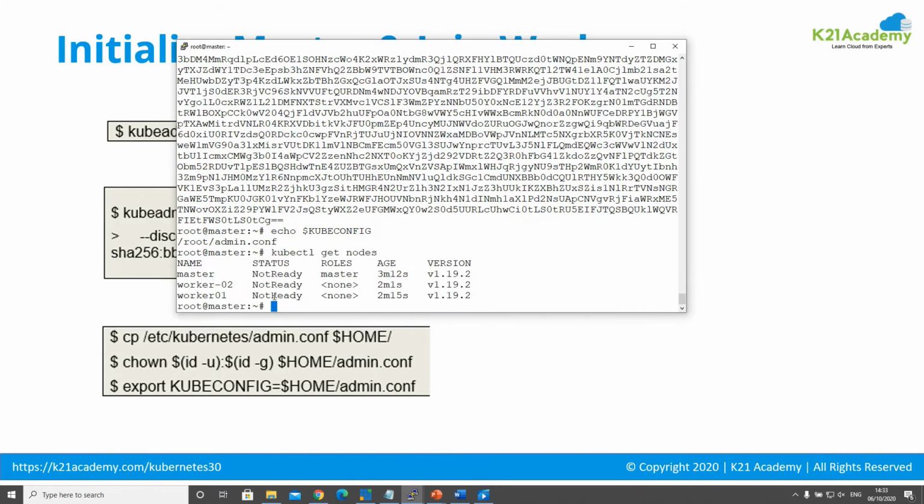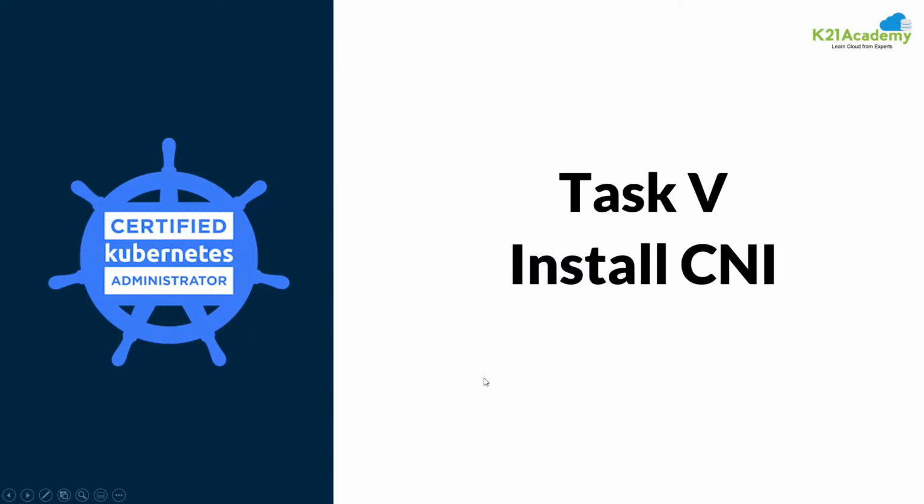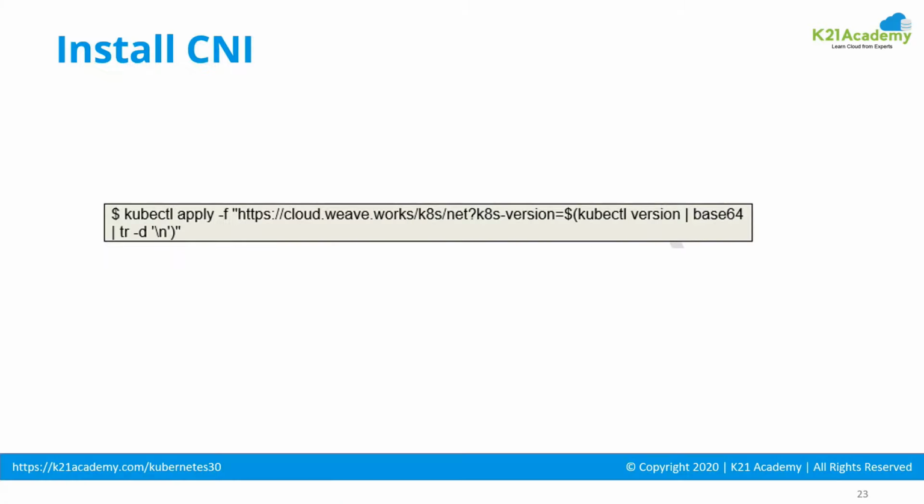So I'll say kubectl get nodes. Now, if you see here, I can see my worker node 1 and worker node 2, but their status is not ready. That means I have one final step, which is task 5: install CNI, the container network interface. There's only one command which I'm going to run using kubectl. There are different types of network plugins, or container network interfaces, I can download. I'm using Weave.